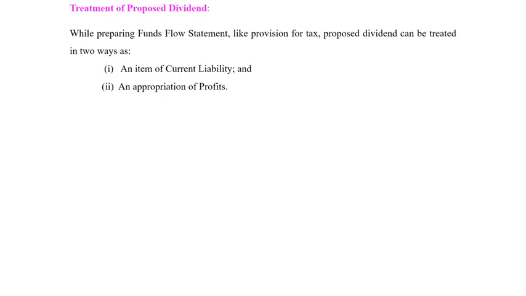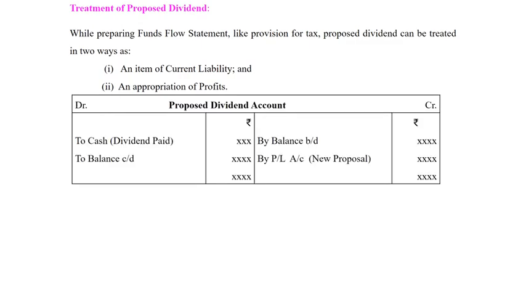The same treatment applies to proposed dividend also. So it can be taken as current liability and as an appropriation of profit. When it is taken as appropriation of profit, an account is prepared like this, as prepared under provision for tax. Like that, we will prepare an account for proposed dividend.